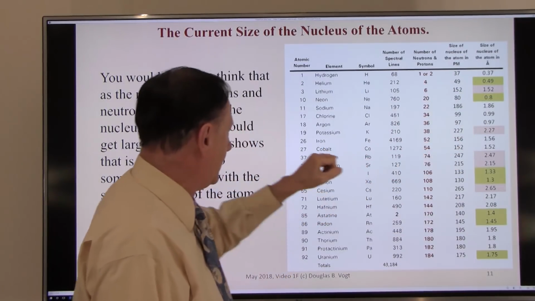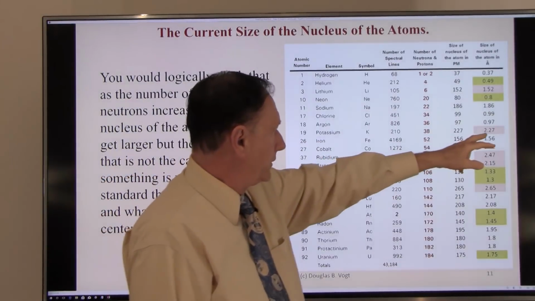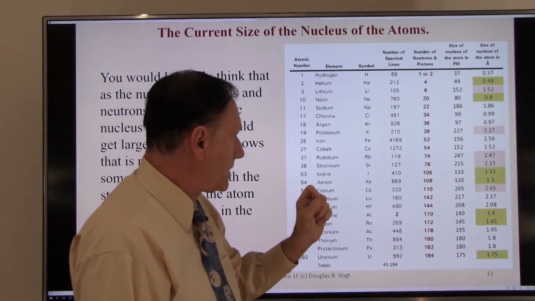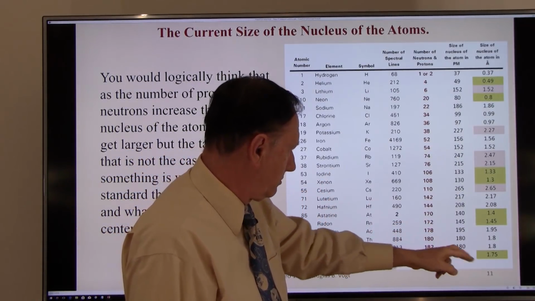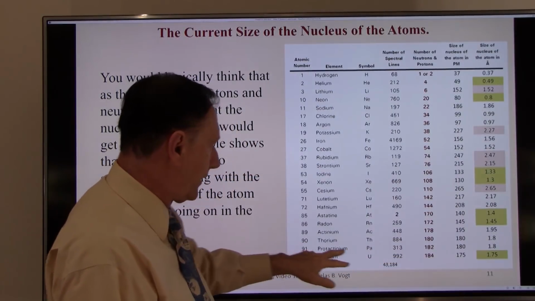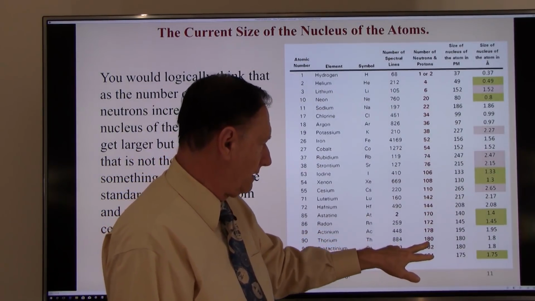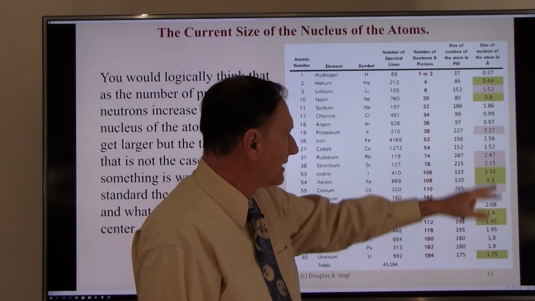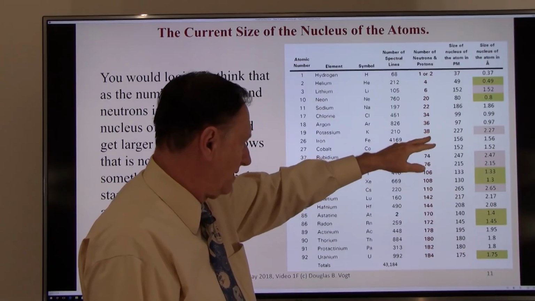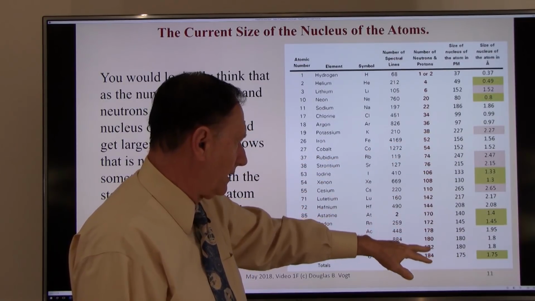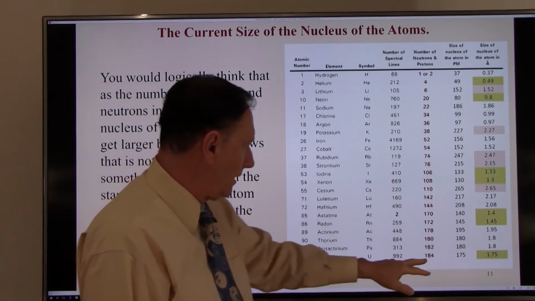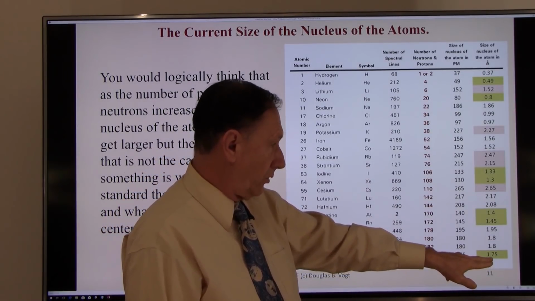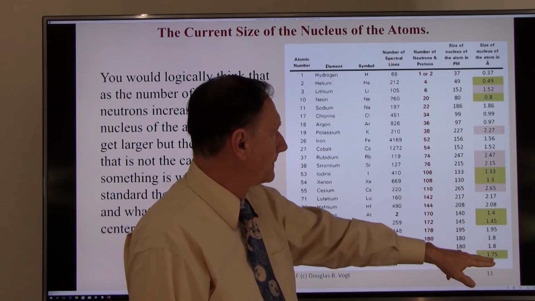So you go on through this thing. Here's potassium, 2.27 angstrom units in diameter, the protons and neutrons in the center. And you go down to, let's say here, thorium has 180 protons and neutrons in the core. It's 1.8. It's less than this at 38. I mean, it's ridiculous. You get down to uranium, 184 protons and neutrons, and they say the diameter of the core is 1.75 angstrom units.